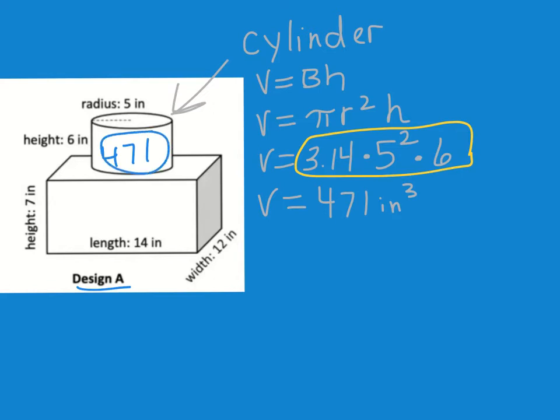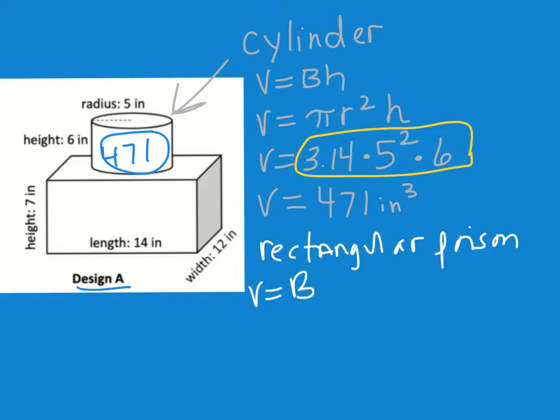Now the bottom piece, that is called a rectangular prism. And the formula for that, again, it's the area of the base times the height. And the base is a rectangle, so it's length times width times height. So we just multiply all of these numbers together. The length, the width, and the height. And the height right there.